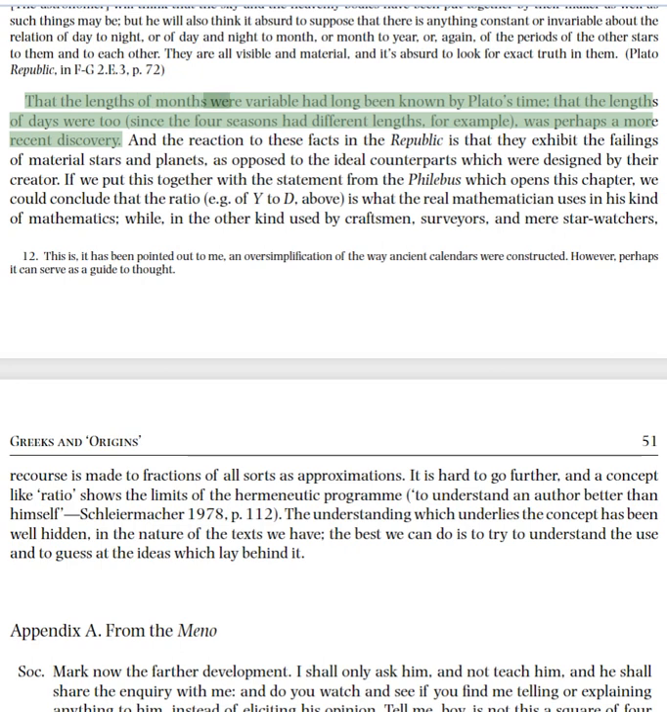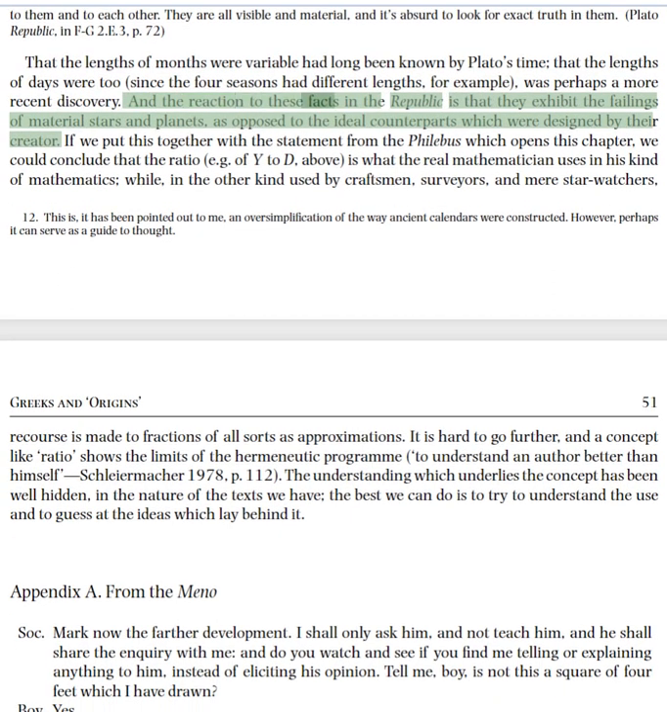That the lengths of months were variable had long been known by Plato's time; that the lengths of days were too was perhaps a more recent discovery. And the reaction to these facts in the Republic is that they exhibit the failings of material stars and planets, as opposed to the ideal counterparts which were designed by their creator.